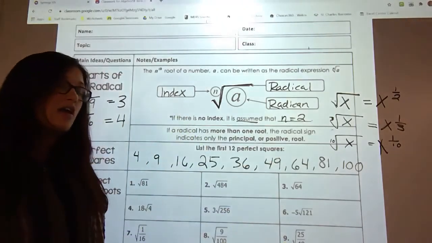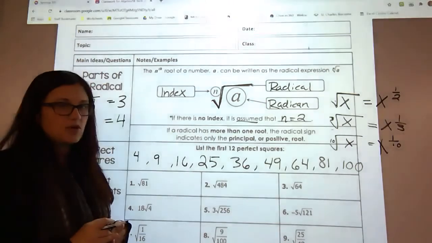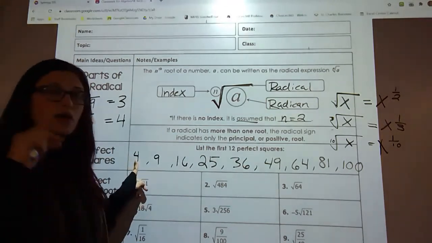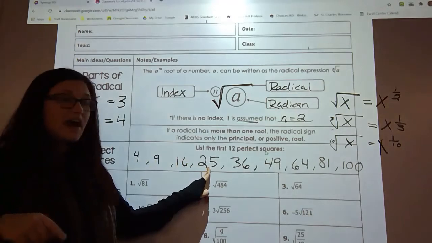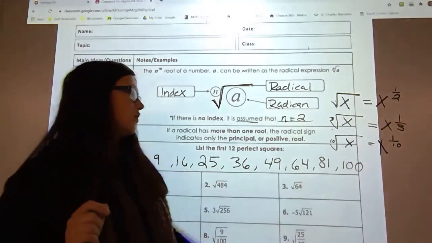And you can see that on your notes, okay, on that green sheet of paper. You can see all of these. So if I take the square root of 4, it's 2. The square root of 25 is 5. The square root of 64 is 8, okay?